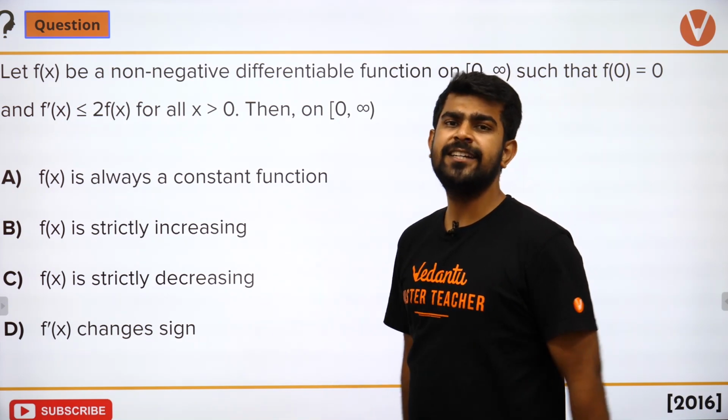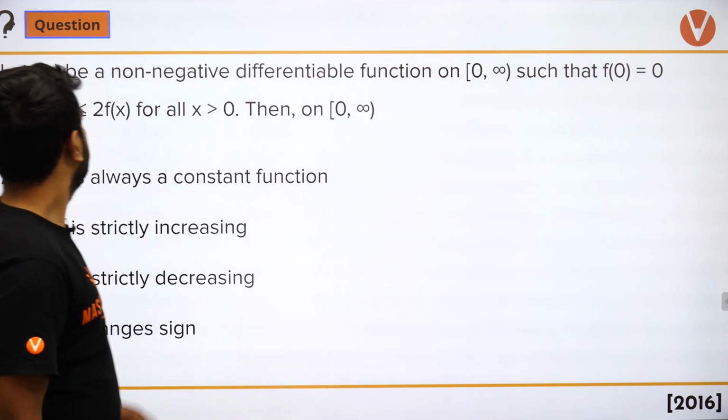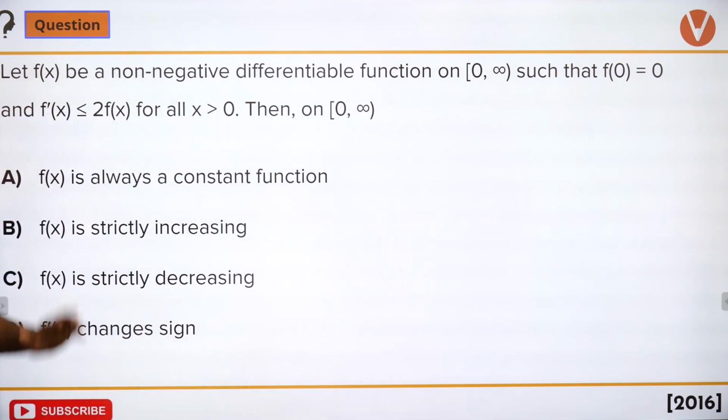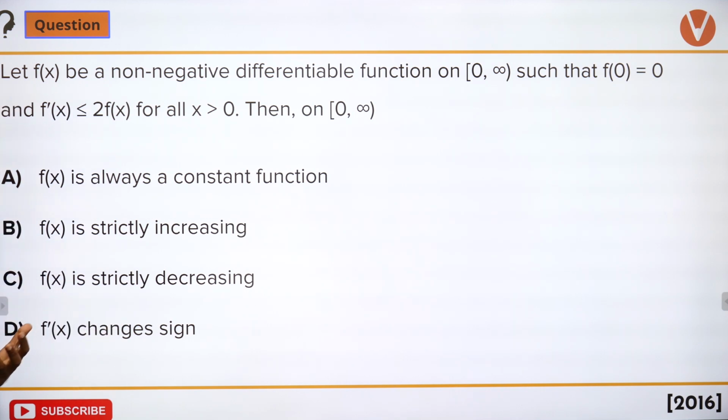Now this is a very interesting question. What do we have here? We have, let f of x be a non-negative. What do you mean by non-negative, guys? Can you all tell me what is meant by non-negative? Non-negative means it cannot take negative values, but it can take 0 and positive. Are you guys able to appreciate that? It can take 0 and positive values. That is what we mean by non-negative.